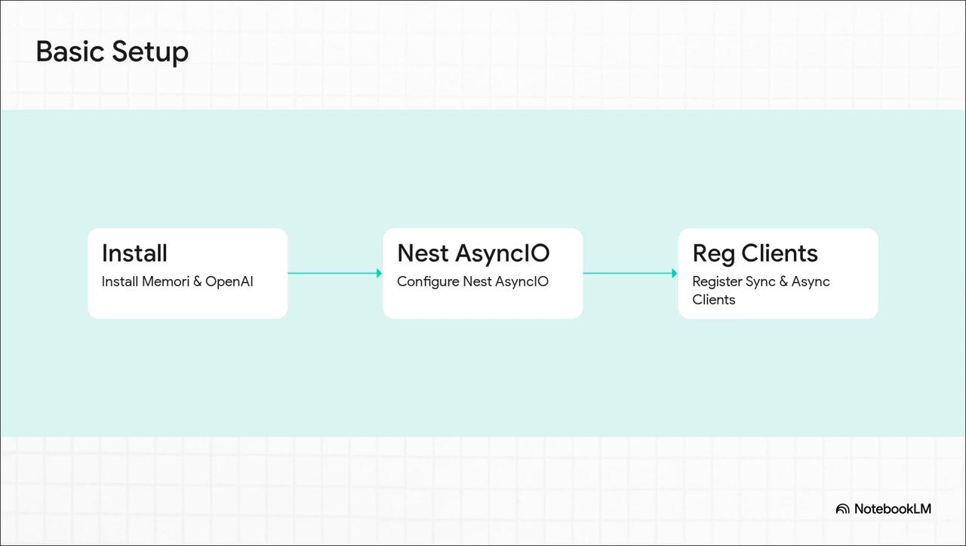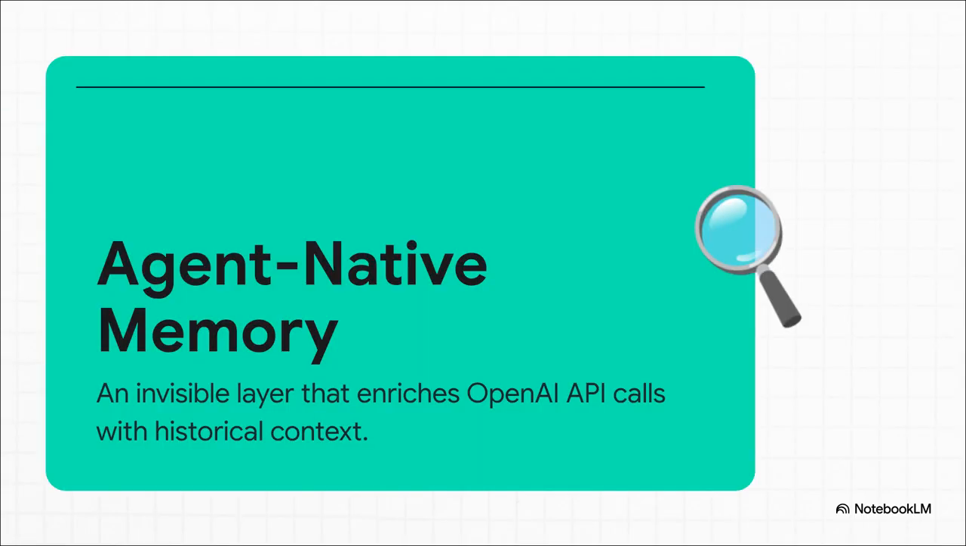Finally, step three is creating and registering both your synchronous and asynchronous OpenAI clients. So, the crucial point here is that after you register those clients, you're officially establishing what's called an agent-native memory infrastructure. Think of it as this completely invisible layer that automatically intercepts your OpenAI API calls and enriches them with your historical context entirely behind the scenes. You don't have to manually pull from a vector database anymore, no more pasting huge chunks of data into your prompt. Memory just does all the heavy lifting for you, essentially making the model inherently stateful.